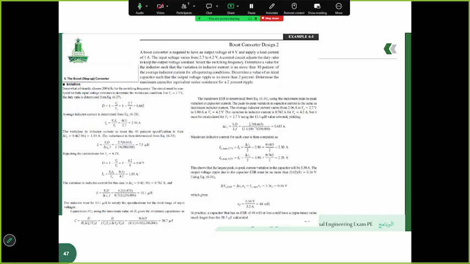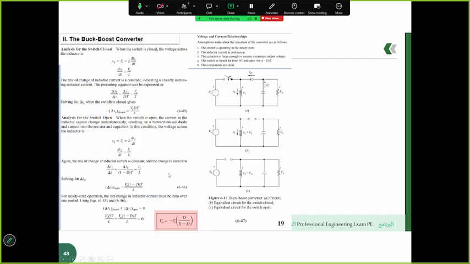Finally, the required capacitance is determined based on the output voltage ripple constraint. The formula for capacitance is used, and the minimum capacitance required is calculated to be 20.7 microfarad. The slide also calculates the peak-to-peak current variation and the voltage ripple due to the capacitor's equivalent series resistance, which is an important practical consideration.